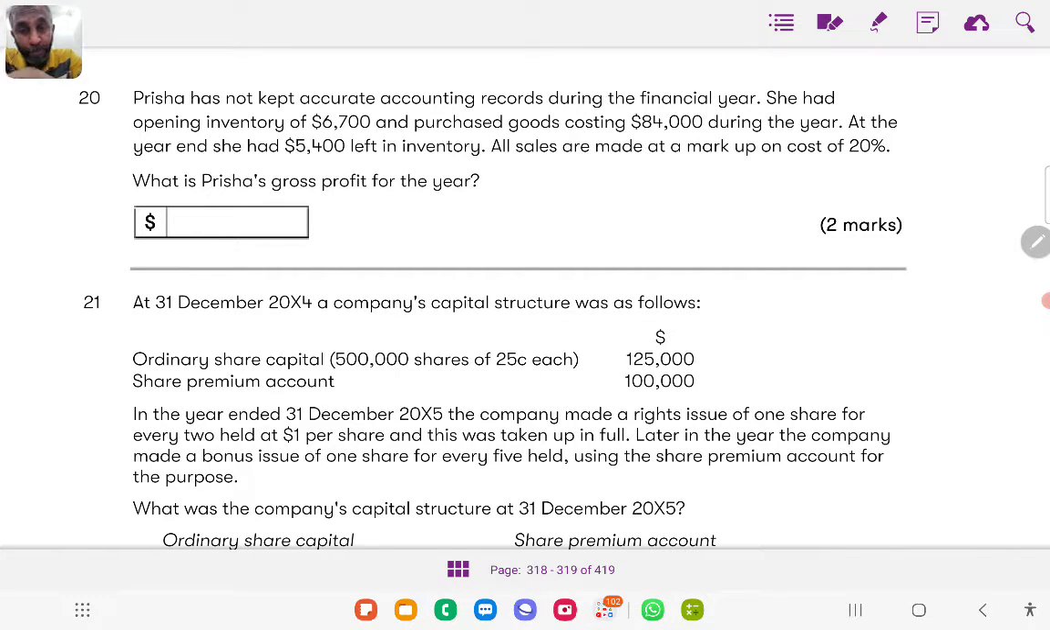Prisha has not kept accurate accounting records during the financial year. She had opening inventory of 6,700, and purchased goods costing 84,000 during the year. At the year end, she had 5,400 left in inventory. All sales are made at a markup on cost of 20%. What is Prisha's gross profit for the year? Now this question relates to incomplete records. The chapter relates to incomplete records. So it's just what we need to do here.